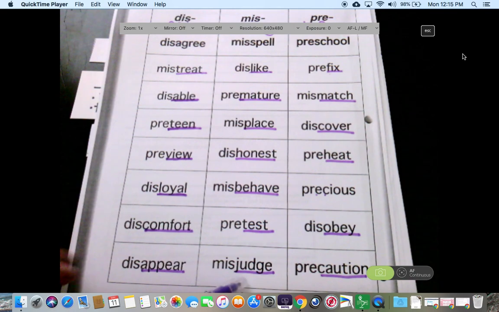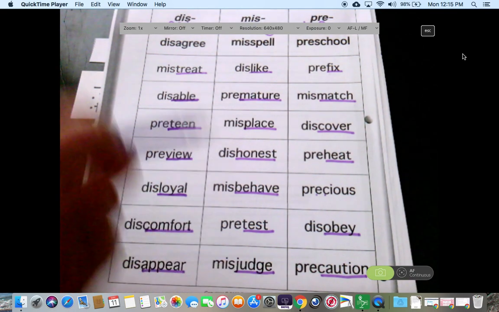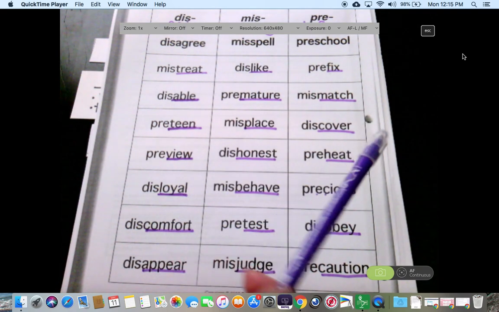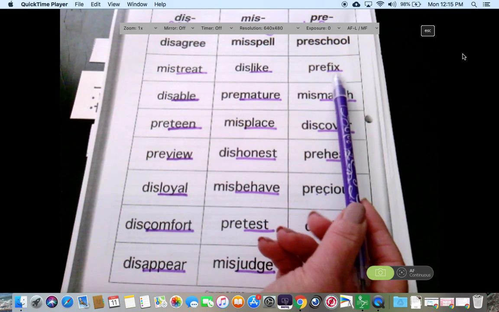Misjudge. So a judge is to make a decision about something or someone. To misjudge is to make a wrong decision. So you thought one thing, and then as you get to know them or get to learn more about whatever it is, you realize maybe you misjudged it. Okay. All right, so a prefix.